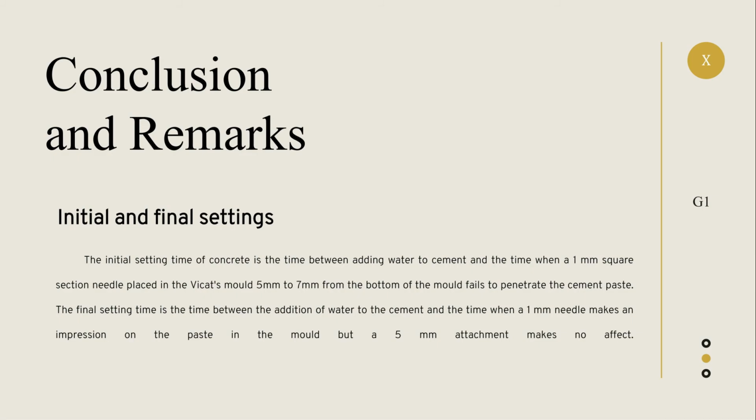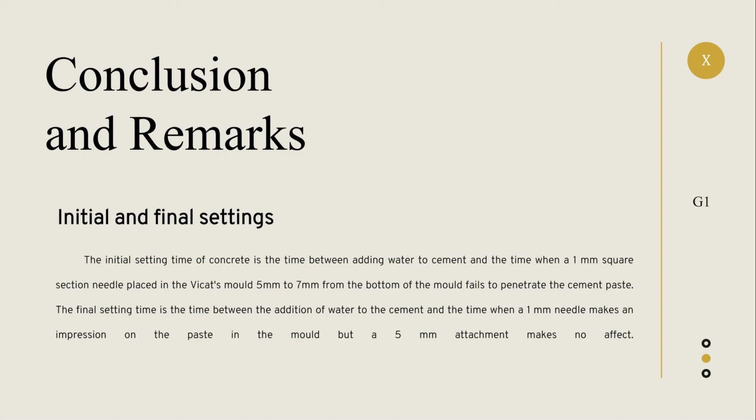The initial setting time of concrete is the time between adding water to cement and the time when a 1 mm square section needle placed in the Vicat mold 5 mm to 7 mm from the bottom of the mold fails to penetrate the cement paste. The final setting time is the time between the addition of water to the cement and the time when a 1 millimeter needle makes an impression on the paste in the mold, but a 5 millimeter attachment makes no effect.